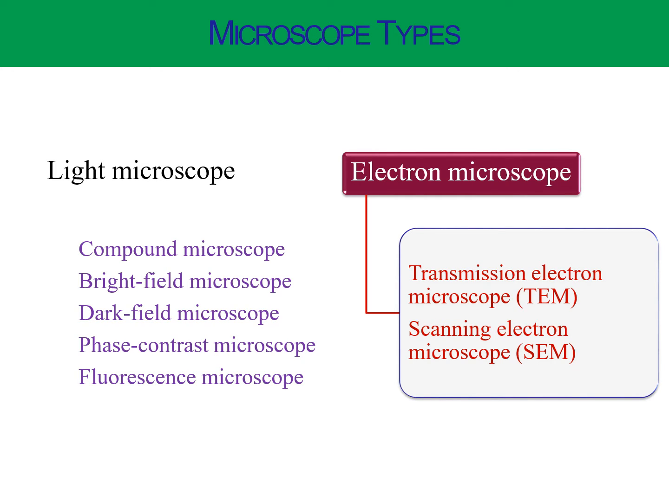As I previously described, there are two basic types of microscopy: first is light microscopy and second is electron microscopy. There is further classification. Light microscopy includes the compound microscope, bright field, dark field, phase contrast and fluorescence microscopy. In the case of electron microscopy, transmission electron microscopy and scanning electron microscopy are there.